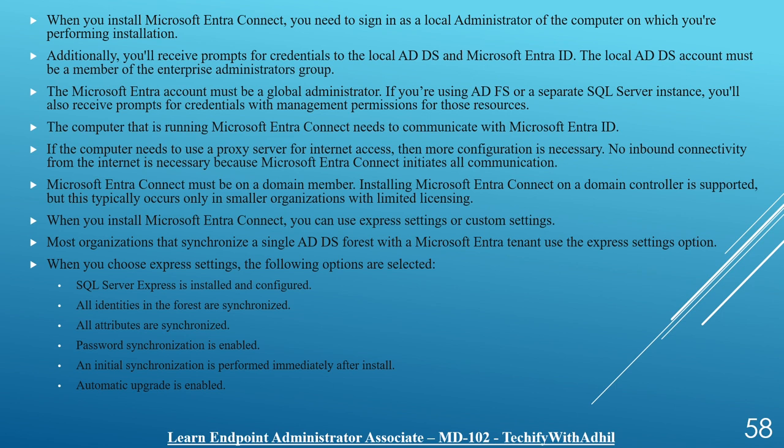The first thing is when you install, you will need to sign in as local administrator, because when you are installing the Microsoft Entra Connect, you need the admin account permission of the computer on which you are installing it. Secondly, when you are connecting 2 places, that is local ADDS to the Entra ID, you must have the credentials of both the locations. Like local ADDS, you must have the credentials of the enterprise administrator group, and also you must have the permission in Microsoft Entra ID as well. So the Microsoft Entra ID account must be a global administrator.